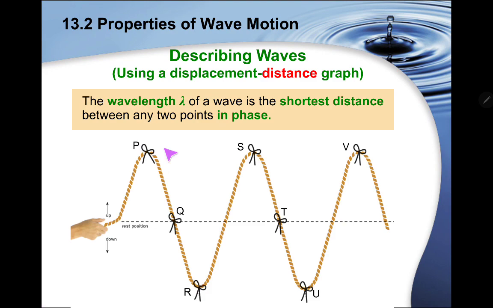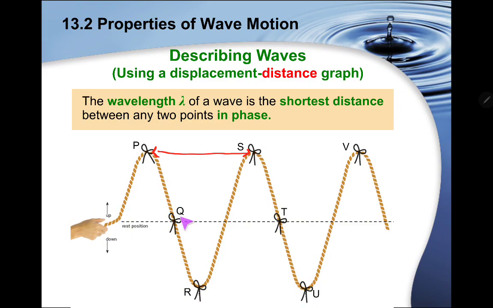Right, so P and S are in phase. So the shortest distance between these 2 points, which is this line here, is called a wavelength. Right? Of course, P and V are also in phase, but the distance between P and S is shorter than the distance between P and V. So this is the shortest distance, so it is a wavelength. Alright? Can you identify other places that show the wavelength?